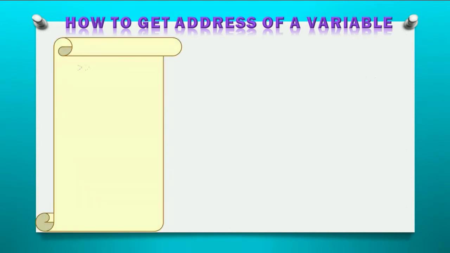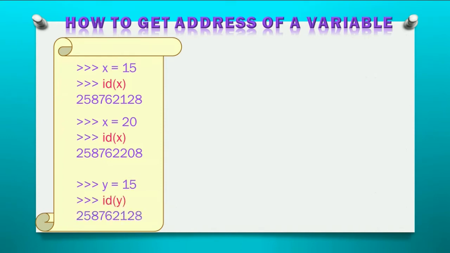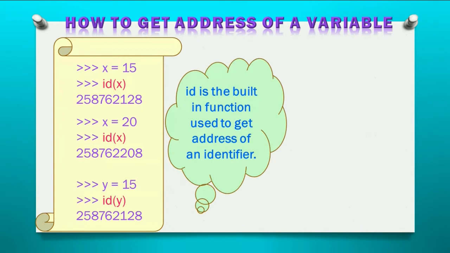We can see the example here. X equal 15. Now id function is there. So id of x will give you some address of x. Then again x is assigned the value 20. Now if you check the id of x, that is the address of x, it will be changed. Now we are assigning the value 15 again to y, and see the address of y is same as of x when the value was 15. So what is id? id is a built-in function which is used to get address of an identifier.